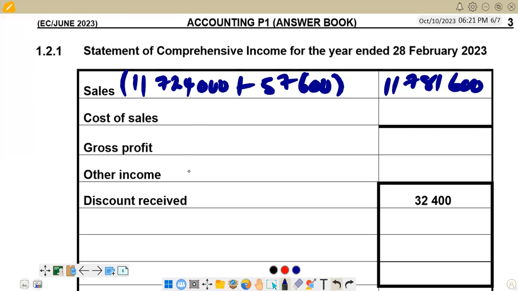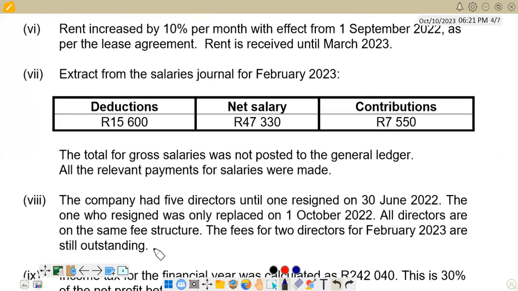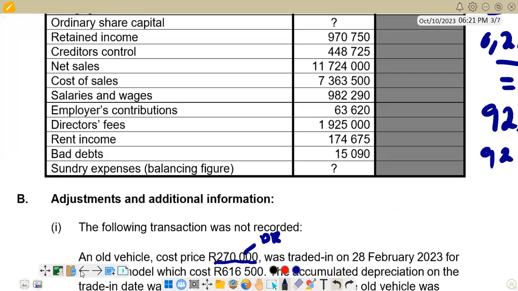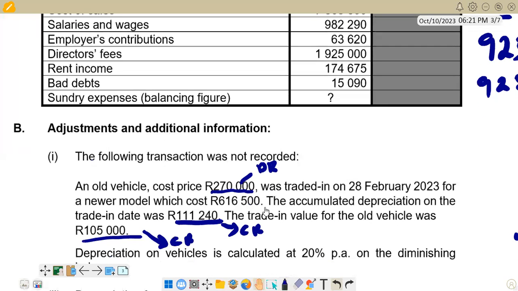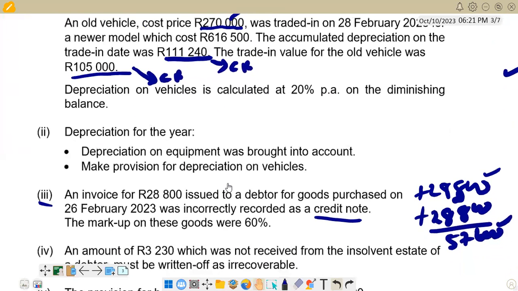But if you go to the question, that 28,800 was a figure with a markup inside. So we need to find out the cost price of those goods so that we adjust in the closing stock, right? And they're going to affect the cost of sales, right? If you go back on that part, that is on item 3 there, right? The statement is saying an invoice of 28,800 issued to a debtor for goods sold in February 2023 was incorrectly recorded as a credit note. So these goods, we need to find the cost price of these goods.